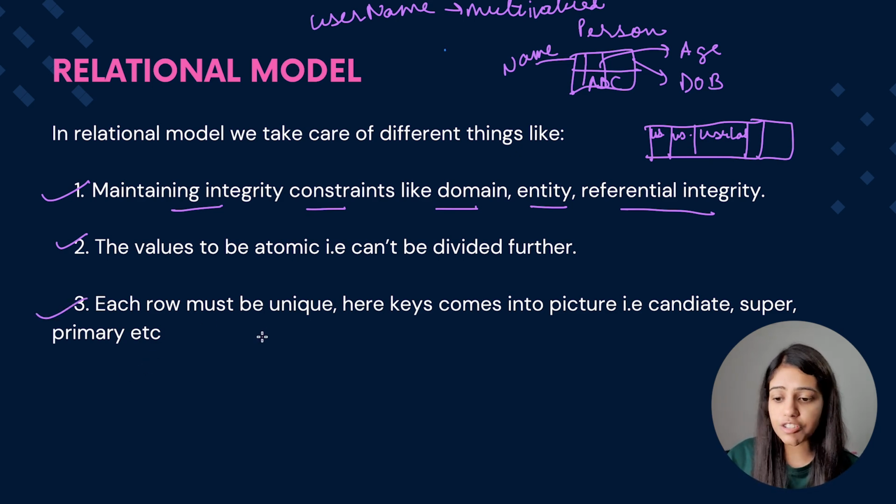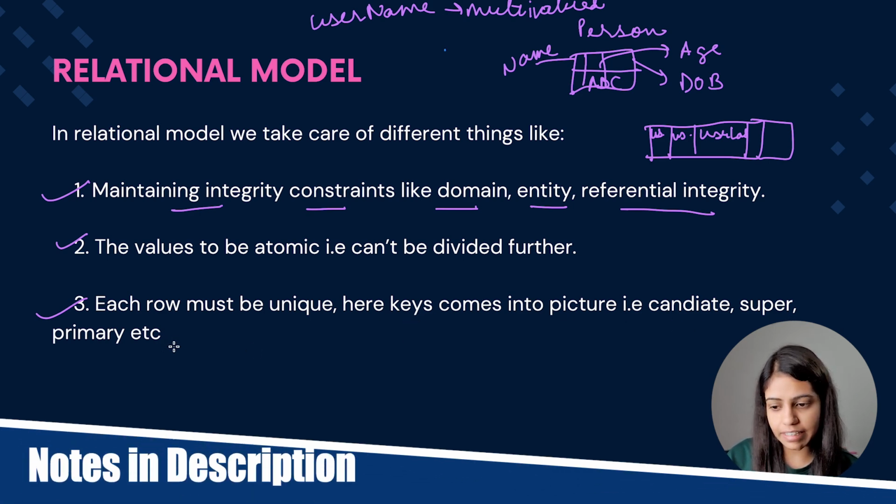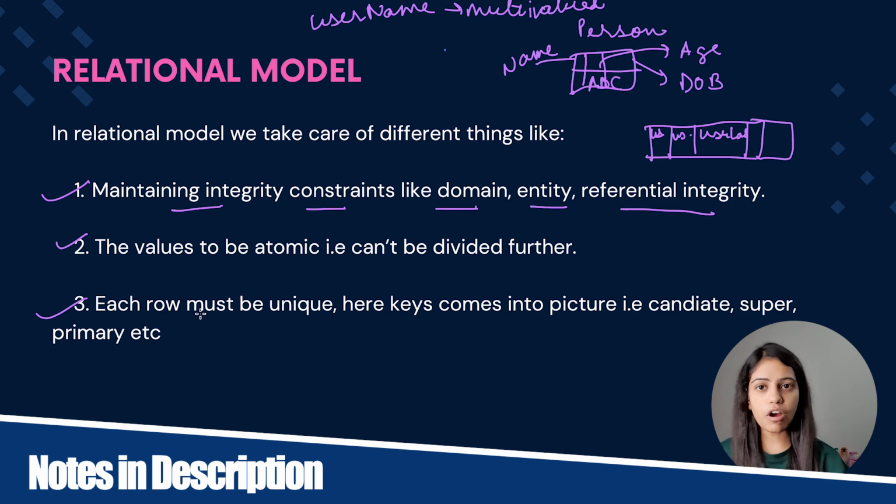Now the third is each row must be unique, and here the keys come into the picture, that is candidate, super, and primary. About all these integrity constraints and keys I have discussed in the last lecture, so you can go ahead and have a look at the last lectures and then come to this video. So this was all about relational model in this particular video. We would be seeing how we can convert an ER model to relational model in the next video.